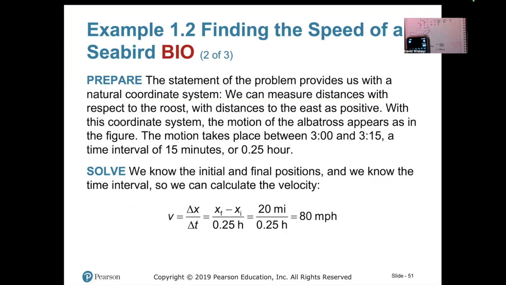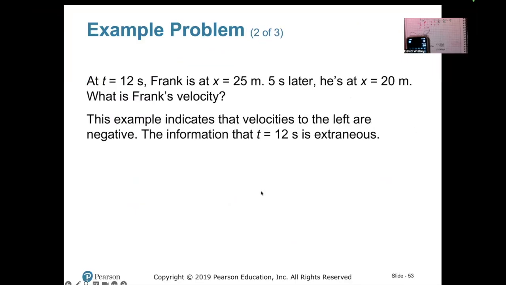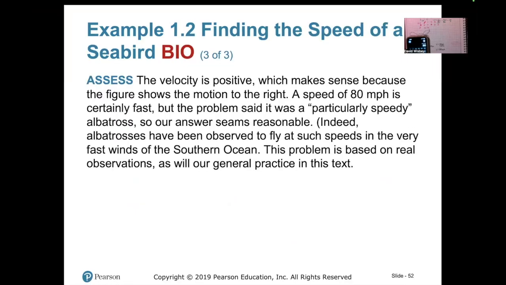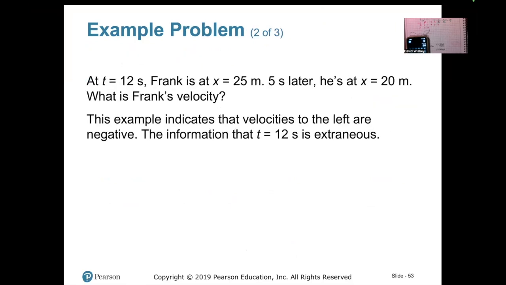Okay, so they did it the same way in the presentation: 20 miles divided by 0.25 hours. That gives us 80 miles per hour. Okay, assess. Velocity is positive, which makes sense because the figure shows the motion to the right. Yes, traveling to the east. Okay. Here's another example problem.